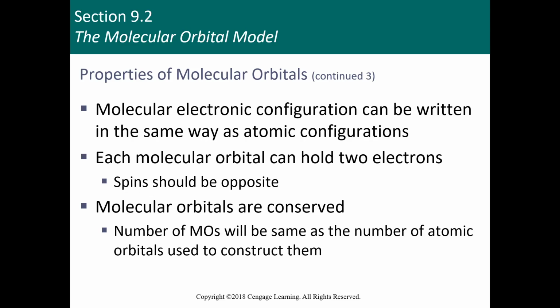Okay. Molecular electronic configurations can be written in the same way as atomic configurations. They're extremely similar. There really isn't much of a difference. They're just MOs instead of AOs, okay? Each molecular orbital can hold 2 electrons, and the spins always need to be opposite, because otherwise they would have the exact same energies, and that would mean that they've merged and blow up and the universe is gone.